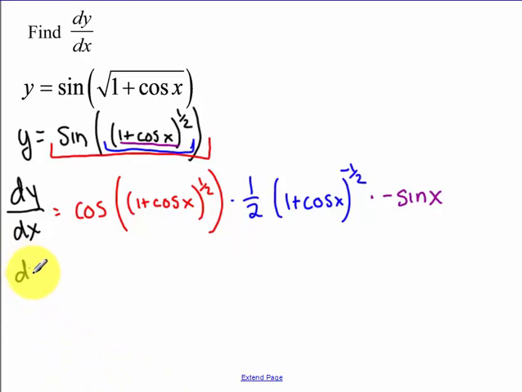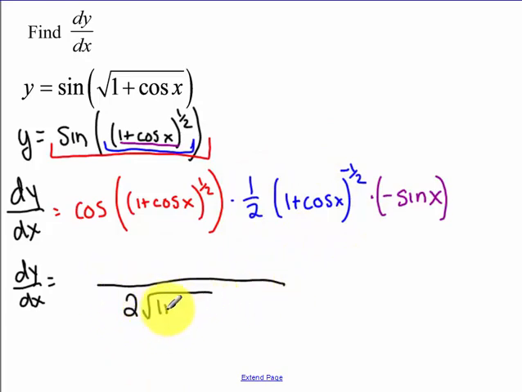And then here, you can leave it like that. I'm okay if you guys leave it like that. Something I might be a little picky on, let's put that in parentheses. But this term, again, would go in a denominator, so that 2 square root of 1 plus cosine x might appear in a denominator, whereas everything else would appear in a numerator.